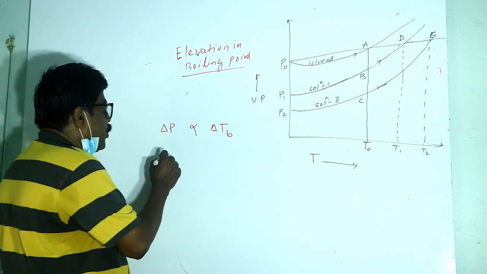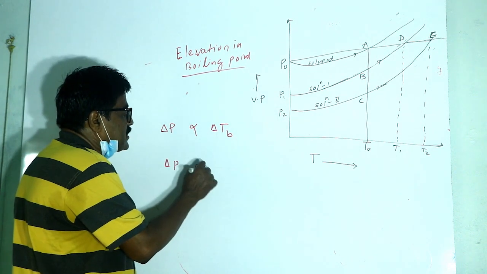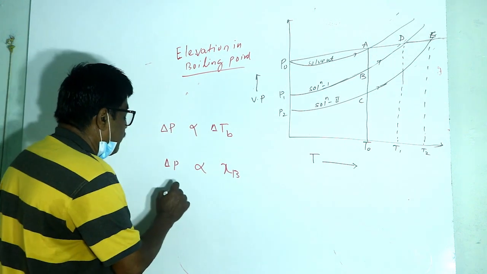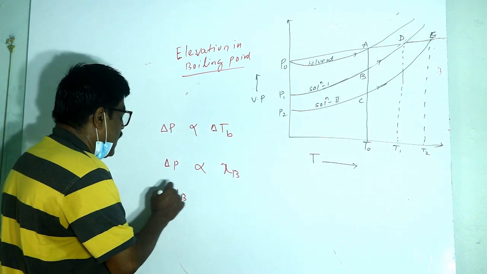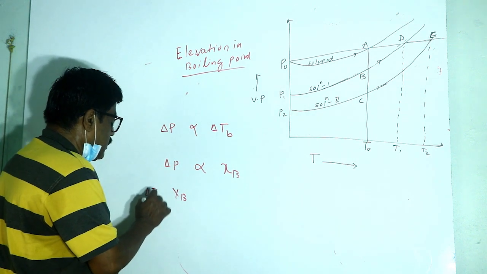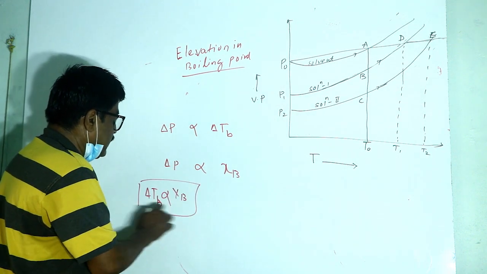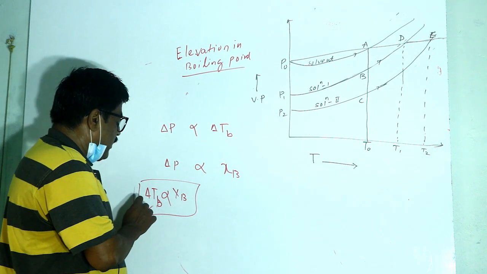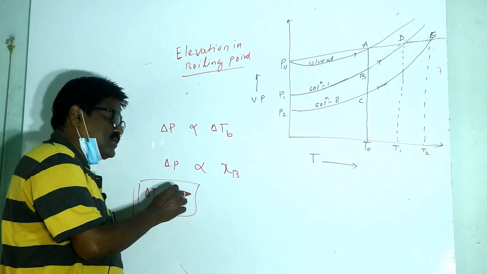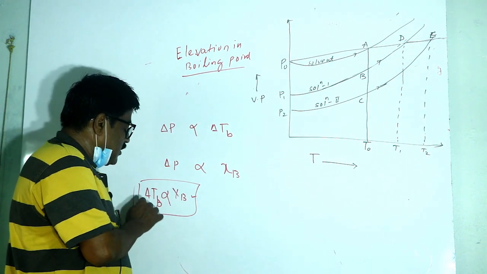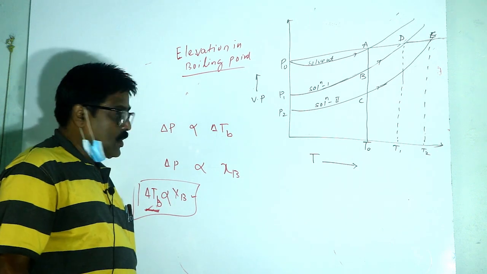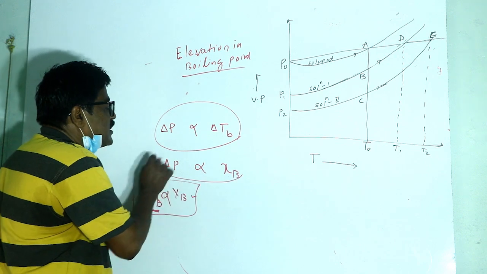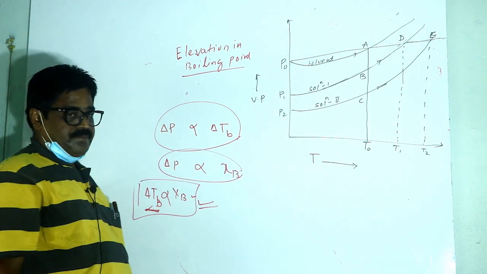And from Raoult's law, we know ΔP is proportional to XB, the mole fraction of the solute. So directly we can say ΔTB is directly proportional to XB. Elevation in boiling point is directly proportional to the mole fraction of the solute, which means elevation in boiling point is a colligative property. So this is the observation, and this is Raoult's law, and this is the conclusion.